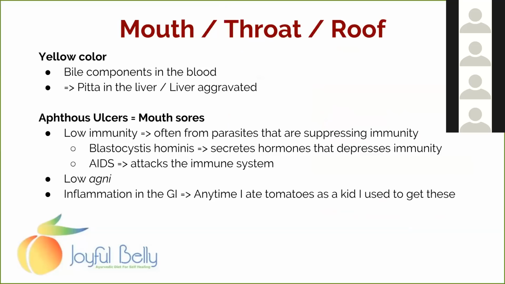All right, so quick thing about the inside of the mouth. I always just look to see if the throat is irritated and red and inflamed, or if the tonsils are swollen, or if there's a lot of yellowishness in the back of the throat, which means that there's bile components in the blood. It means the liver is leaking some bile, and that's a sign of high pitta when you see that yellowing of the tissue in the back of the mouth.